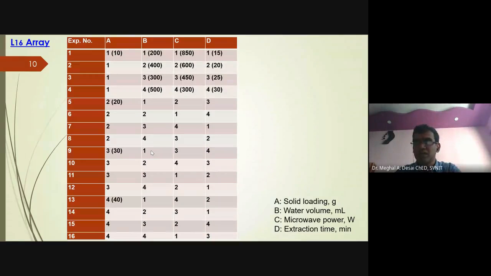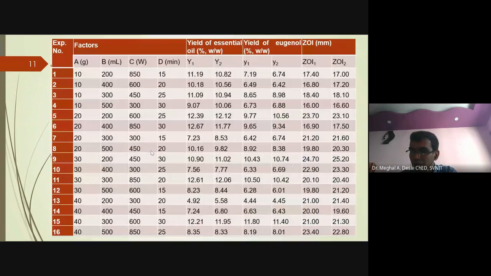So this is what the table is. We have prepared the table. Now accordingly we will perform the experiment. Instead of level values, I have kept the physical values. So 10 gram, 200 ml, 850 watt and 15 minutes. For this combination, when the experiment was performed, yield of oil was measured, yield of eugenol was measured, and zone of inhibition was measured.